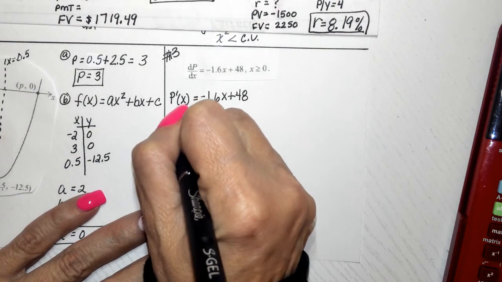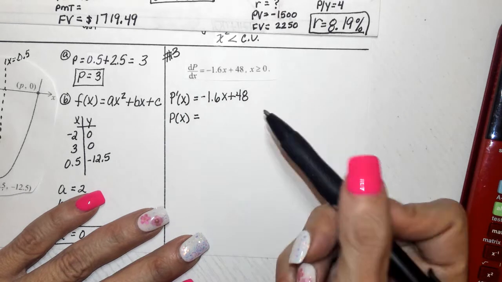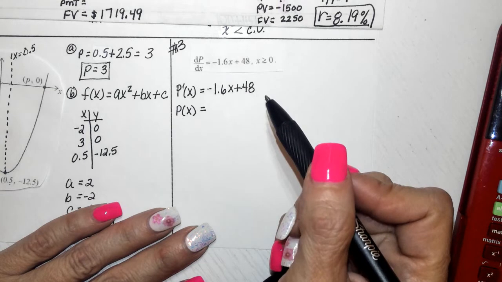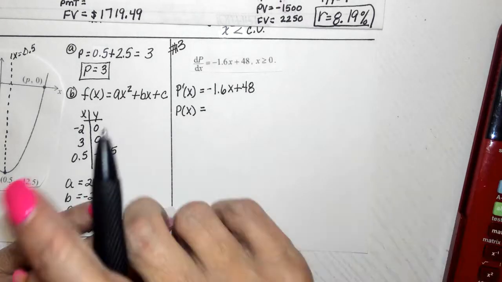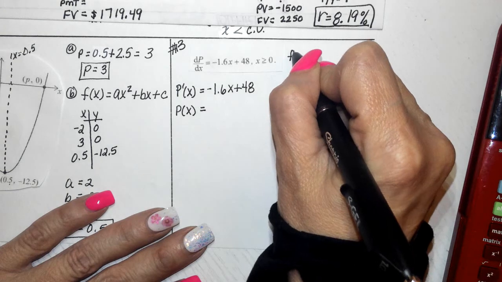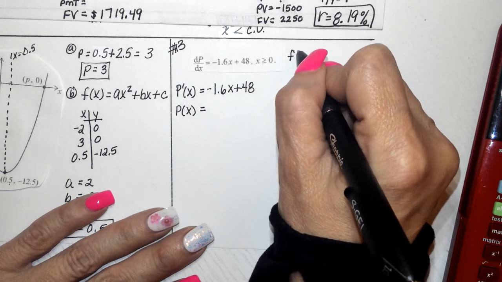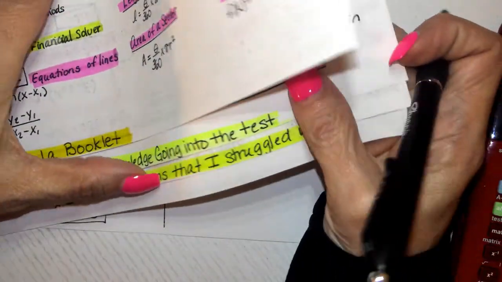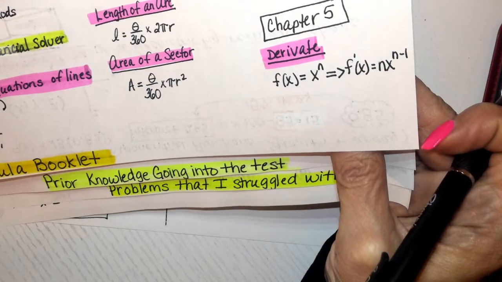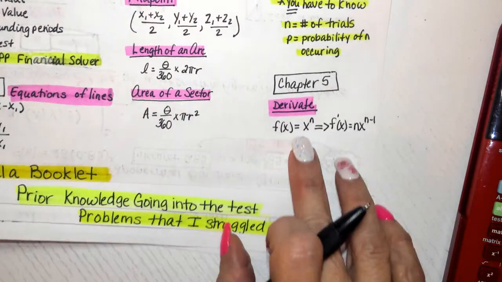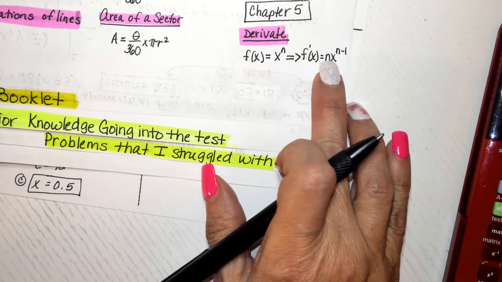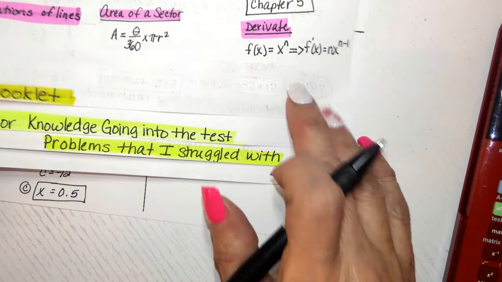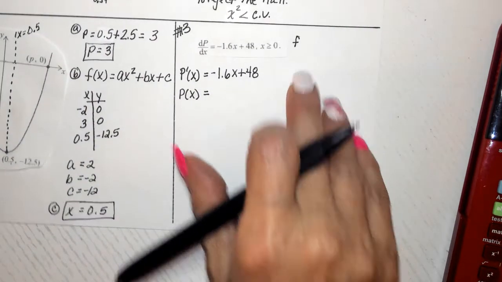Okay, so we need to find p of x. So we need to take the antiderivative. You did have to know your antiderivative rule. So remember when we did f prime of x was nx to the n minus 1. And so I needed to go the other direction. I need to put the integral one on there, y'all.